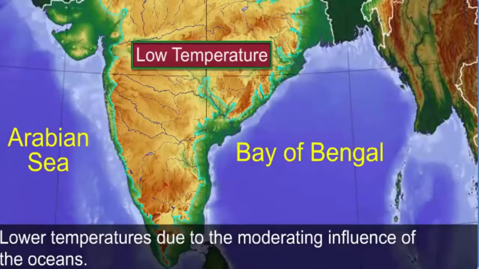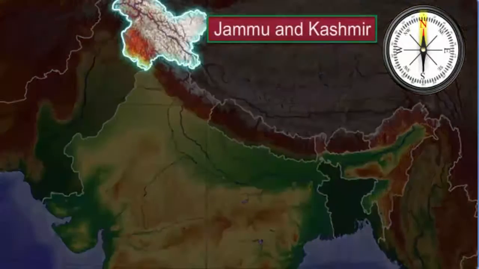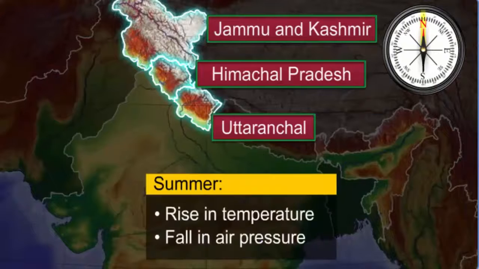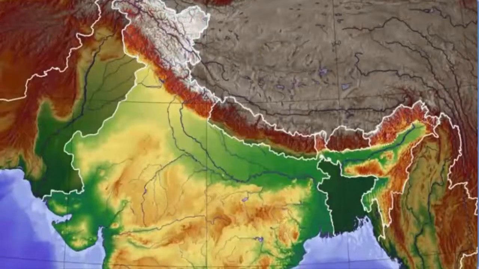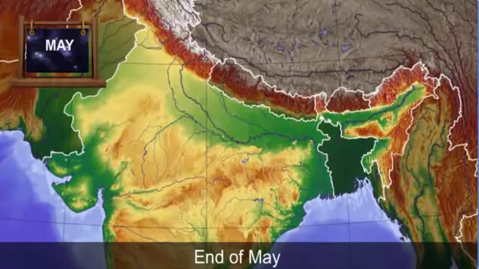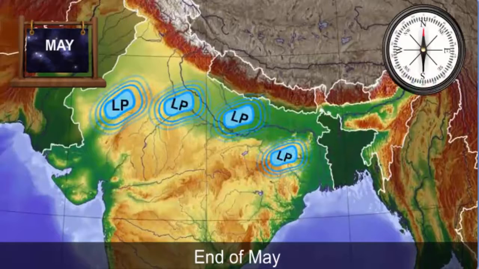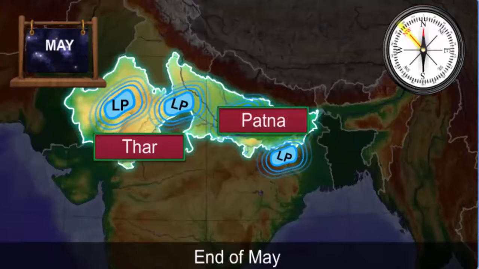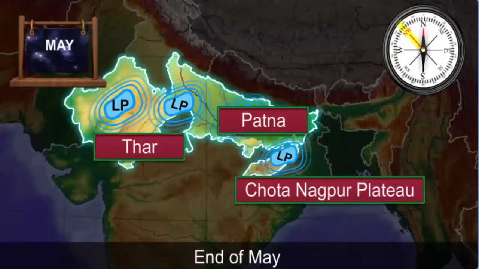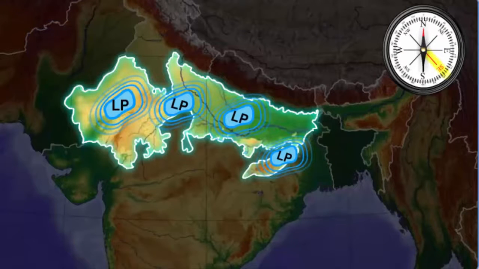In the northern part of the country, during the summer months, a rise in temperature and a fall in air pressure can be experienced. Towards the end of May, an elongated low-pressure area develops in the region extending from the Thar Desert in the northwest to Patna and the Chota Nagpur Plateau in the east and southeast. Circulation of air begins to set in around this trough.